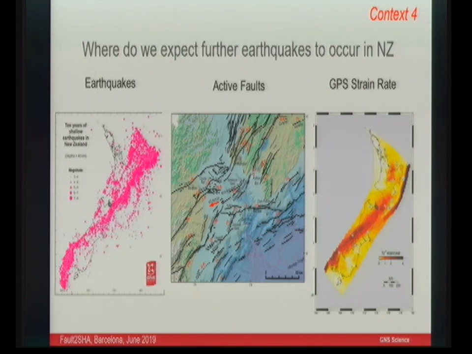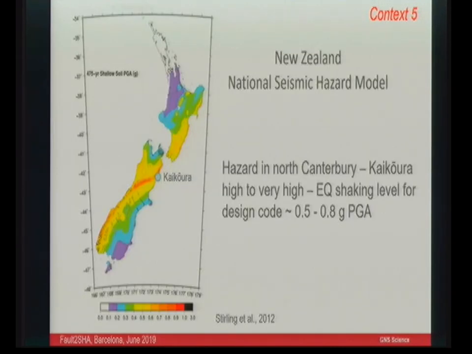We see very high strains through the Marlborough fault system. This is the model for the Hikurangi subduction with the Taupo volcanic region sitting in behind. And from that, we have our current understanding of the National Seismic Hazard Model, going through the same zone, high strain rates, high fault slip rates.